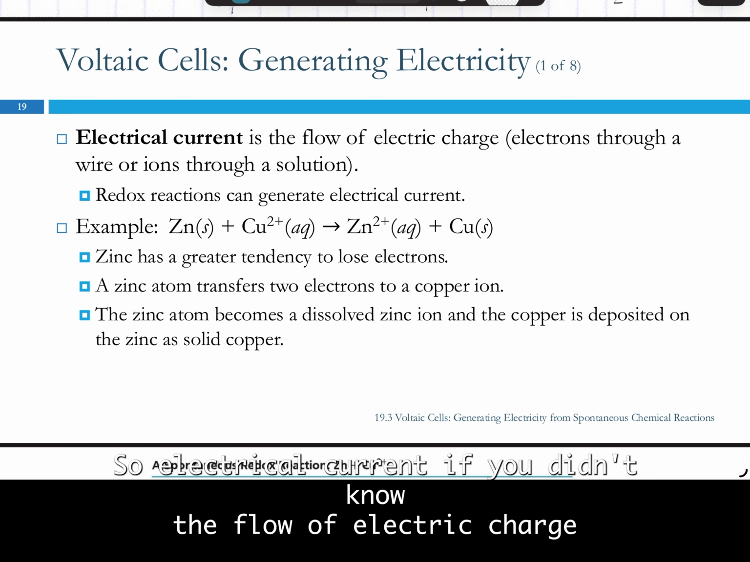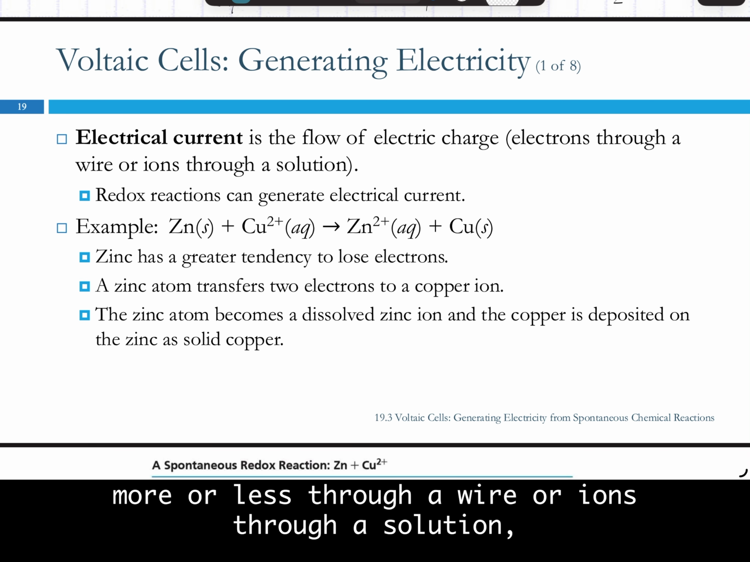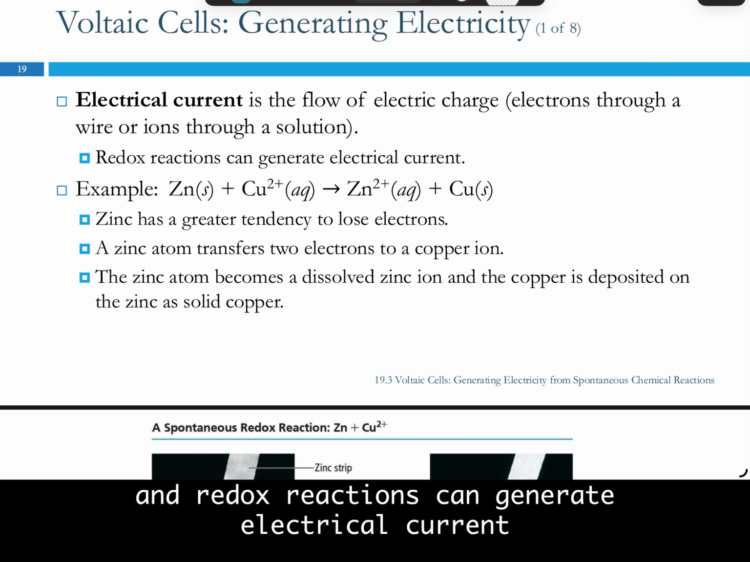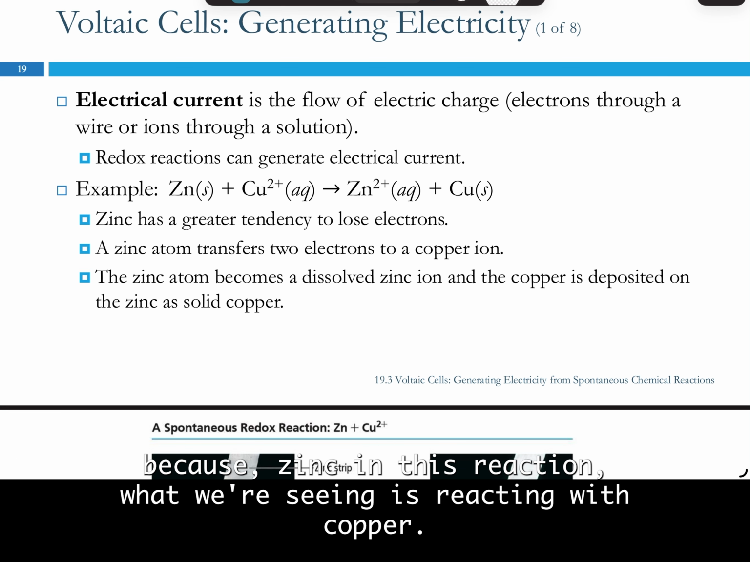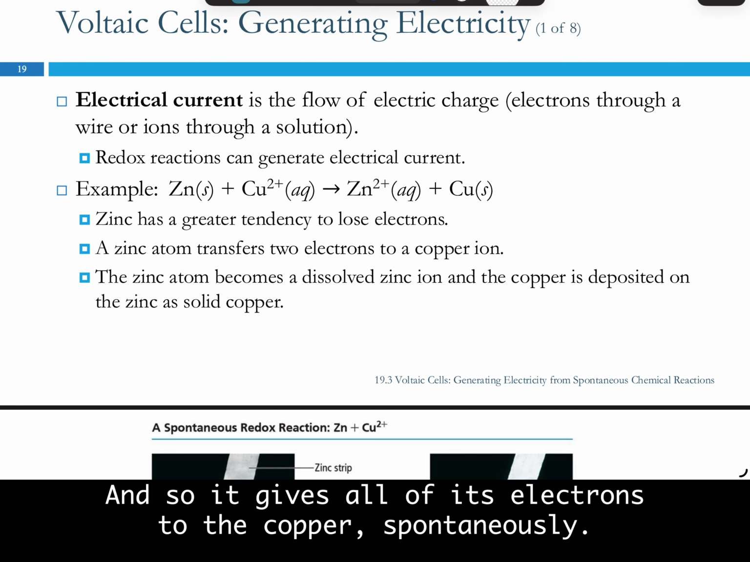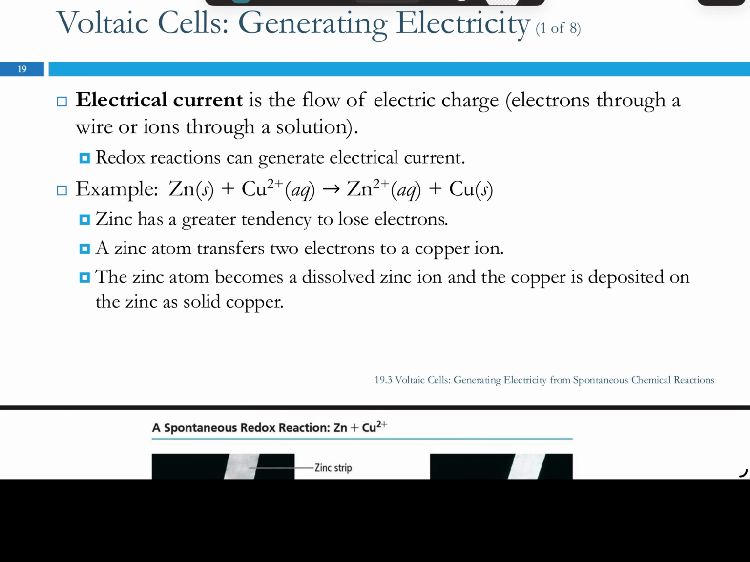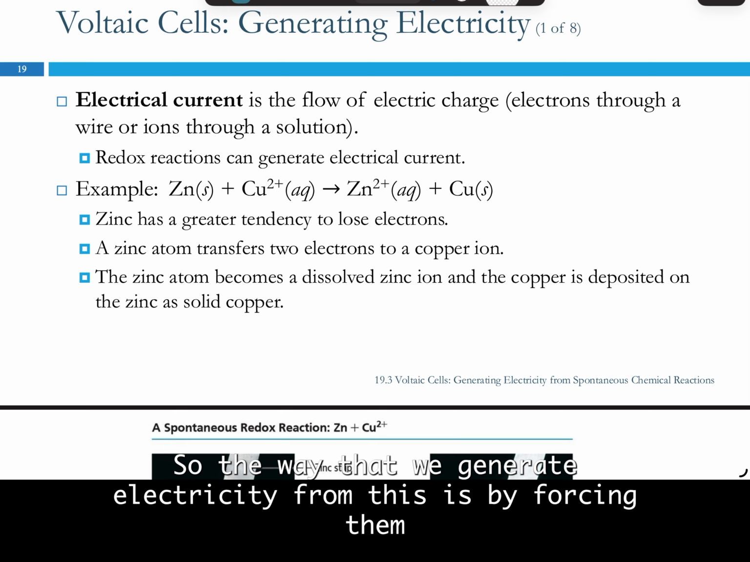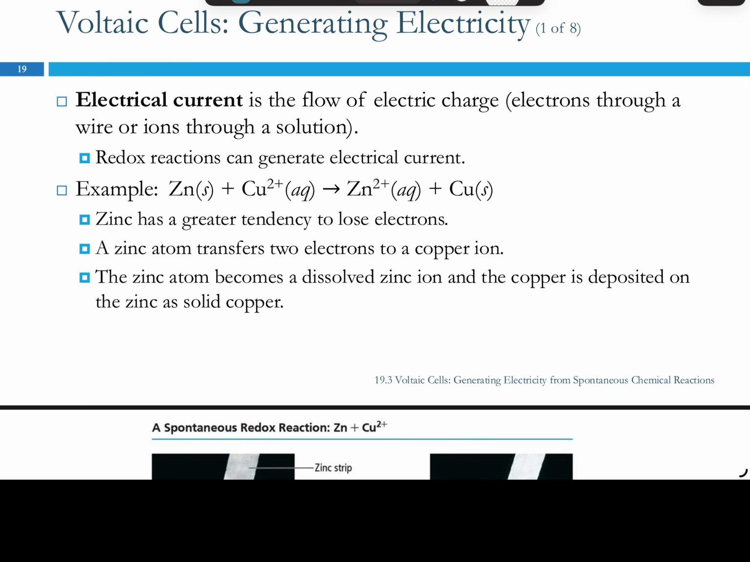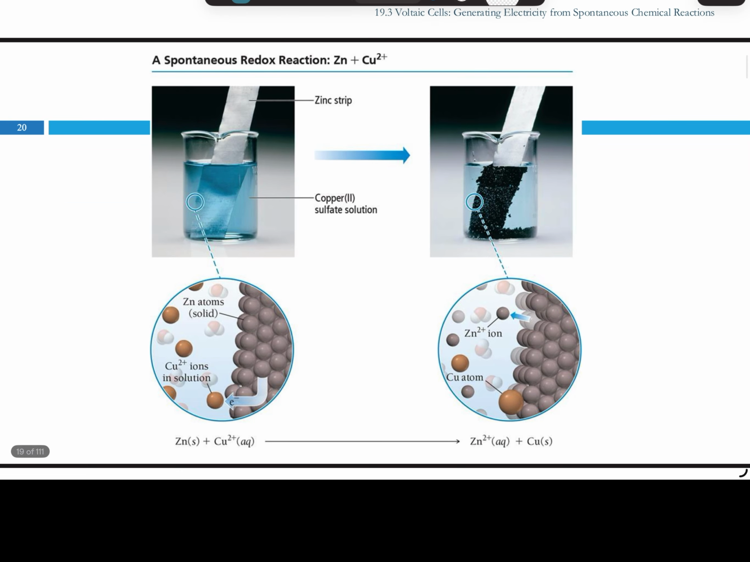Electrical current, if you didn't know, is a flow of electric charge, more or less, through a wire or ions through a solution. And redox reactions can generate electrical current because in this reaction, where zinc's reacting with copper, zinc has a greater tendency to lose electrons, and so it gives all of its electrons to the copper spontaneously. The way that we generate electricity from this is by forcing them to transfer those electrons through the wire. And where are the electrons lost? The anode. They're lost at the anode, which we'll get to.